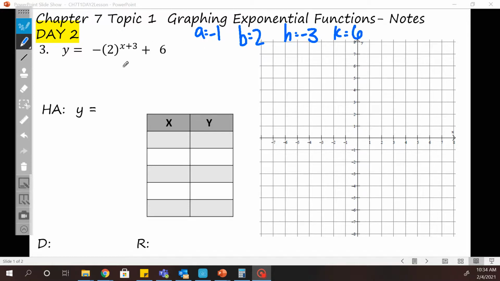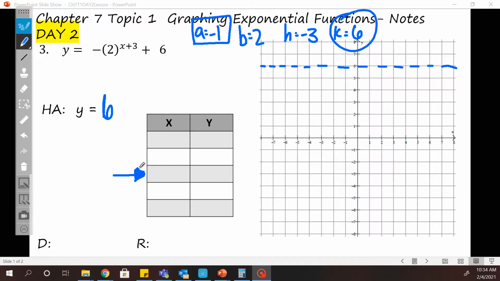Now, this is not going to be exponential growth or exponential decay because of this. The a value must be positive for it to be growth or decay, so this is not either. Our horizontal asymptote is equal to the k value, so it's y equals 6. So at 6, right here, we're going to have a dotted line that this graph does not cross. Now, one thing to point out, the a value is negative, and that usually flips it over, so it's going to be upside down.